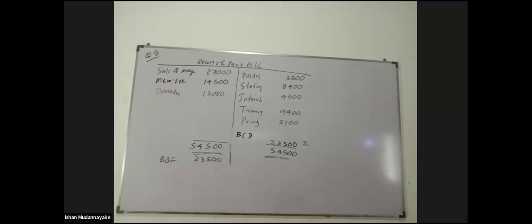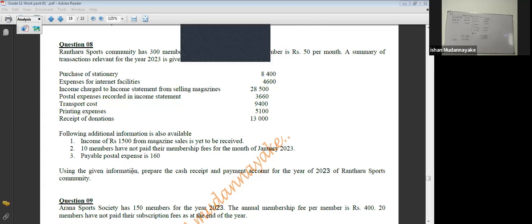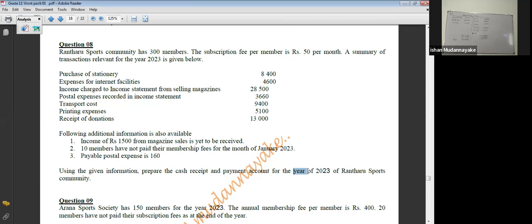So in this question, we will prepare the receipt and payment account for the January month. Here also you need to adjust this using the given information, and prepare the cash receipt and payment account for the January month.